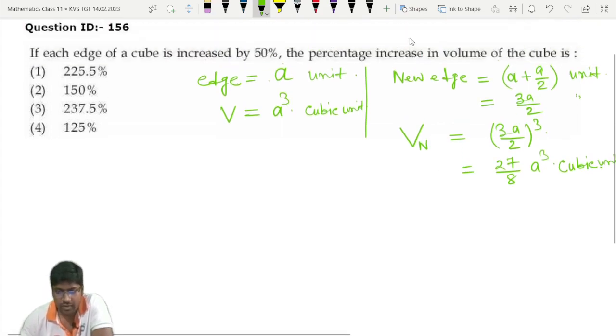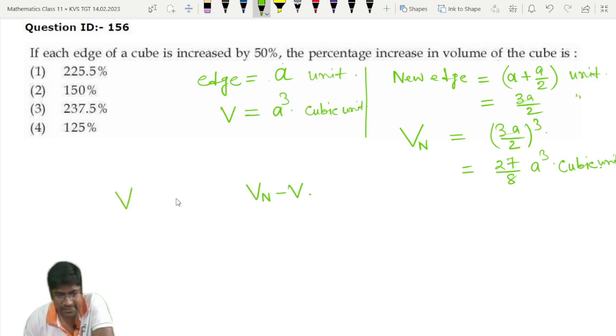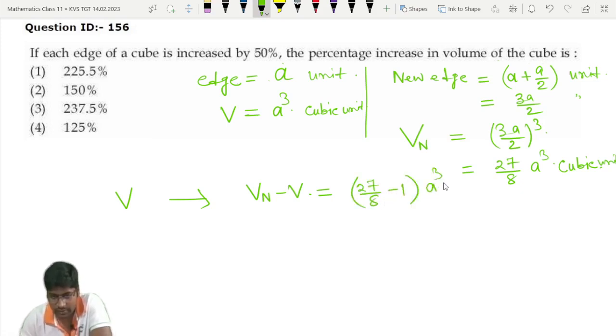So now what is the increase in volume? Vn minus V, that is the increase, and that increase is in V. So what is Vn minus V? Vn minus V will be equal to 27 by 8 minus 1 into a cube. That much increase is there. So in 1 cubic unit, how much increase? If you calculate it, you will get 19 by 8.